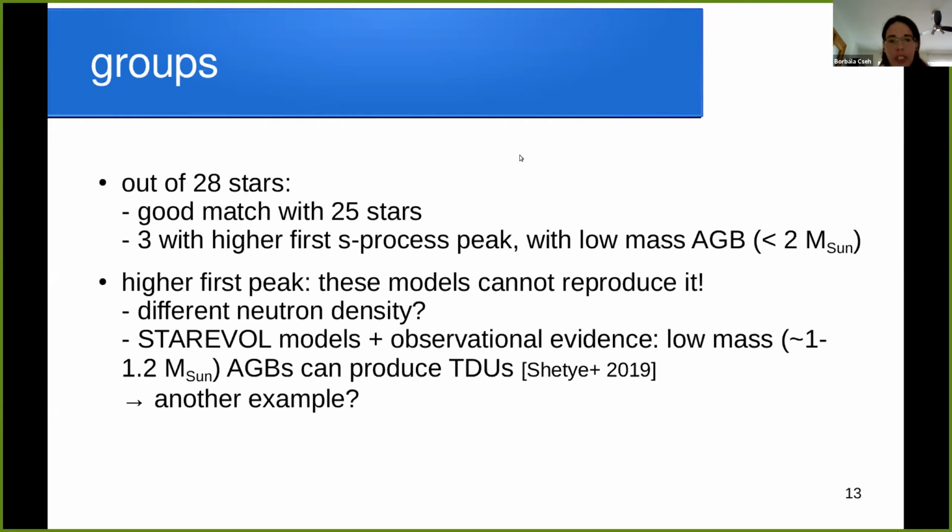So the polluter AGB might be another example of these low mass AGBs. And for summarizing, out of the 28 stars, we had a good match with 25 stars, and only 3 of these show this higher first S-process peak, and all of these 3 stars have lower mass, AGBs lower than 2 solar mass.